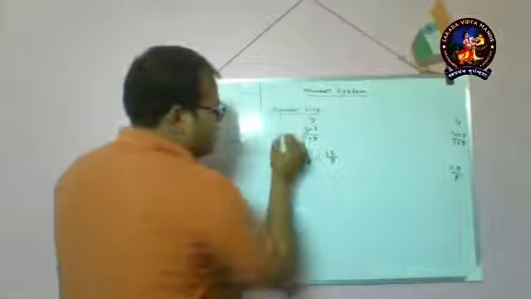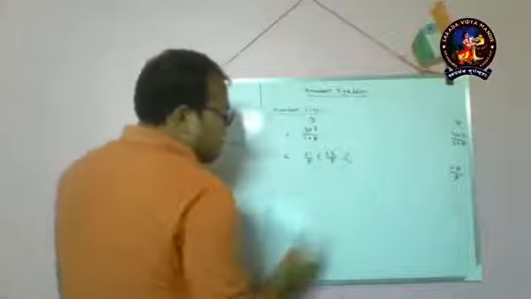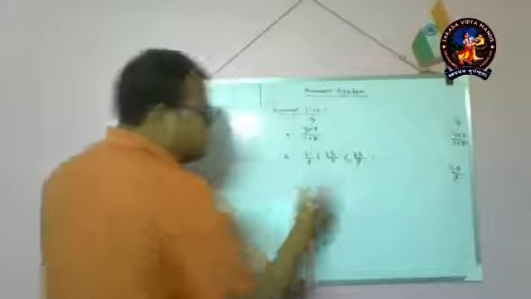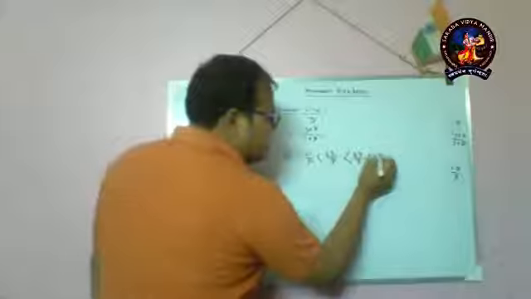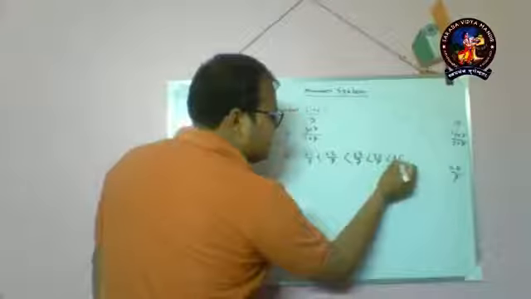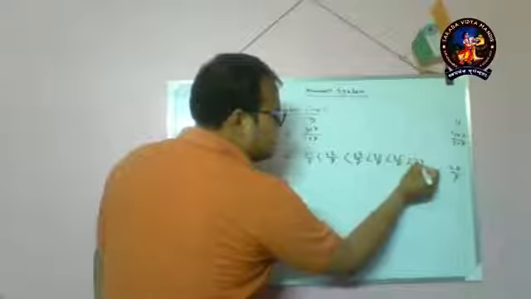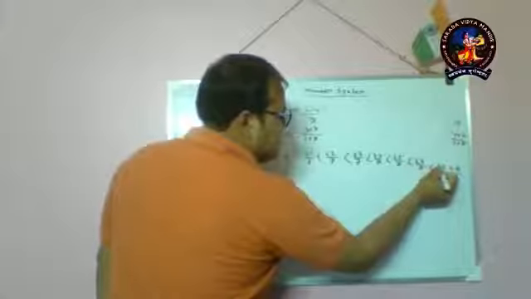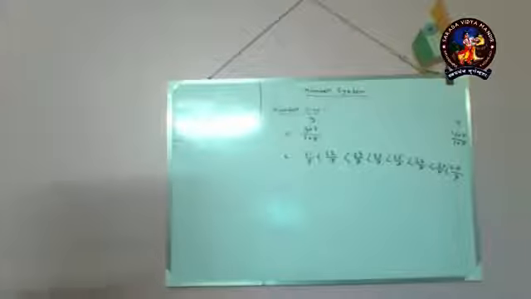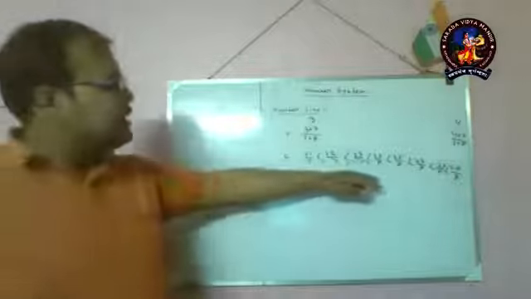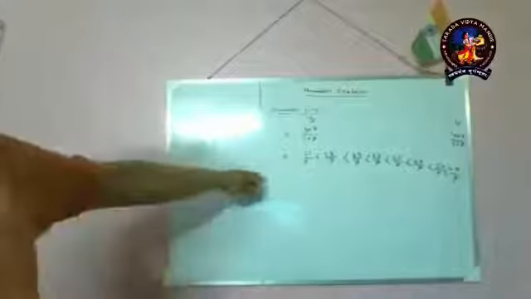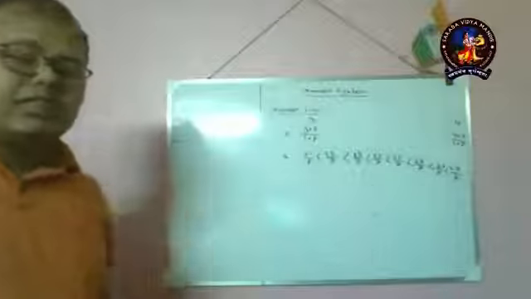And again 23 by 7 is also there between them. 24 by 7, 25 by 7, 26 by 7 and 27 by 7. These 6 numbers will be there between them. So it is the best way to find out the 6 rational numbers between two consecutive integers or two rational numbers that will be given. So we can do that.